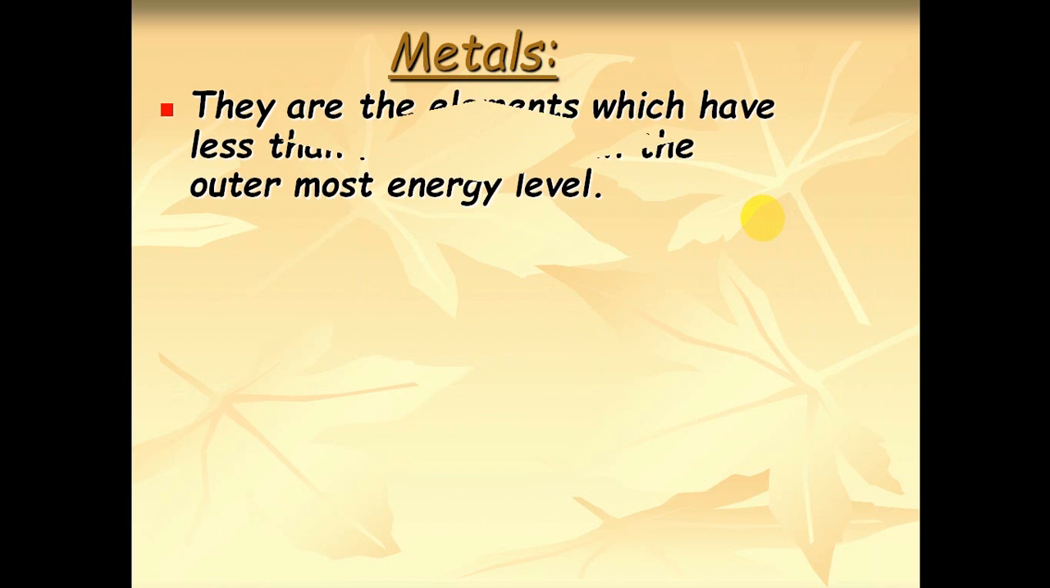Metals. As we know, metals are elements which have less than 4 electrons in their outermost energy level. All metals have less than 4. They can have 1, they can have 2, 3. They don't have 4, they have less than 4 electrons.